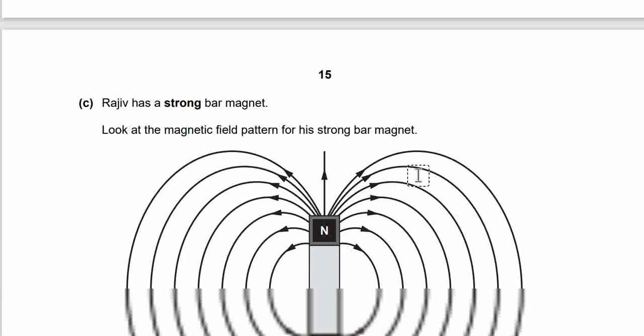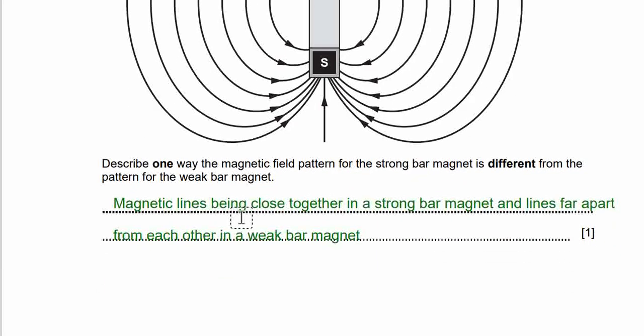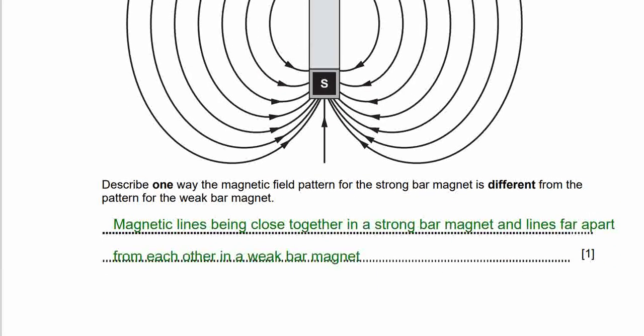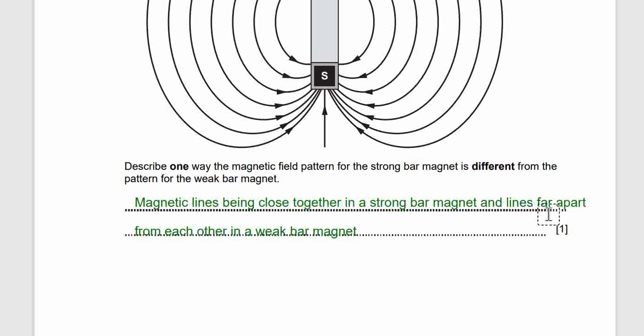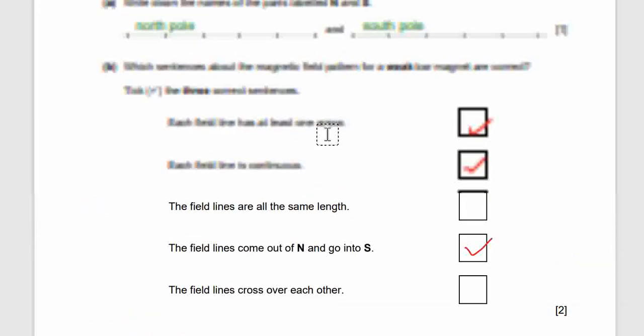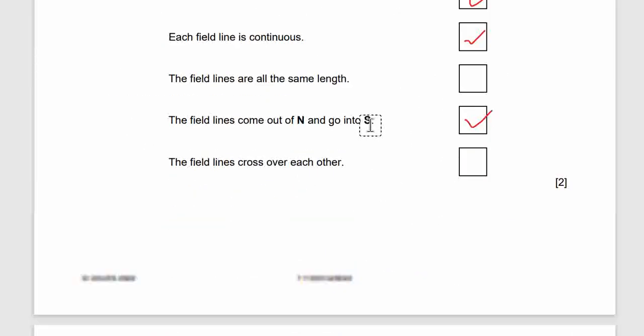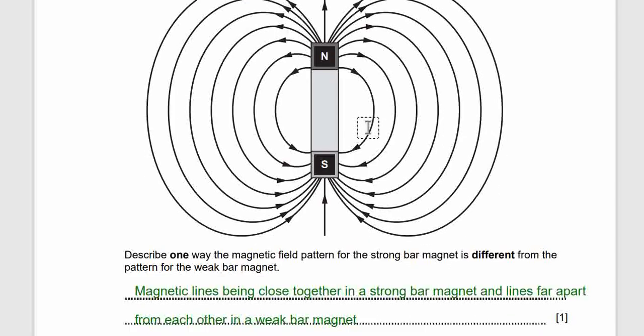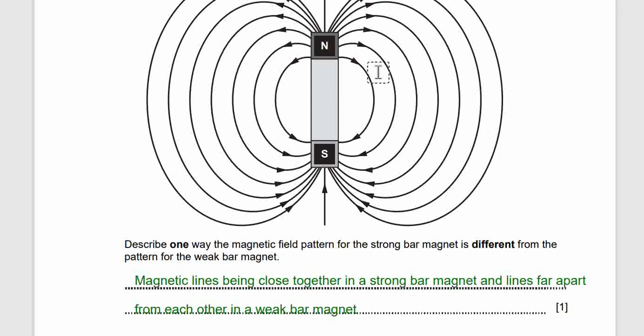So let's type that down. Magnetic field lines are close together for the strong bar magnet, and lines are far apart from each other in a weak bar magnet. This one is far apart from each other. Alright, let's move on. This represents that the strong bar magnet has a stronger magnetic field, while the weak one has a weaker magnetic field.